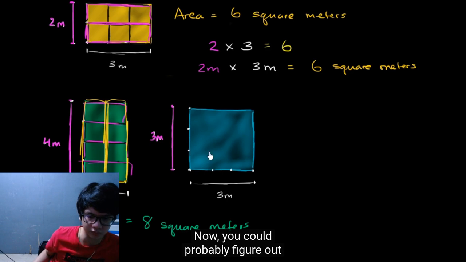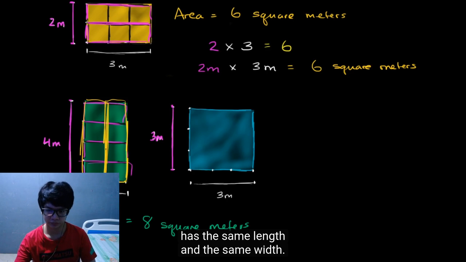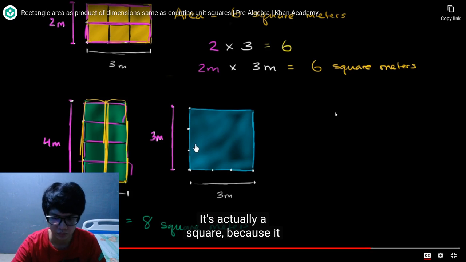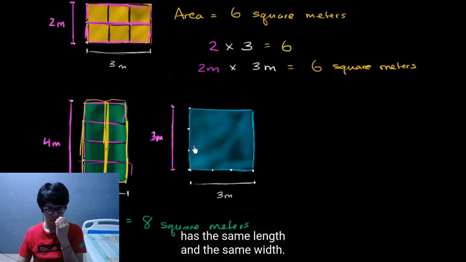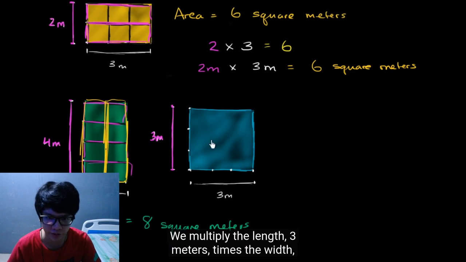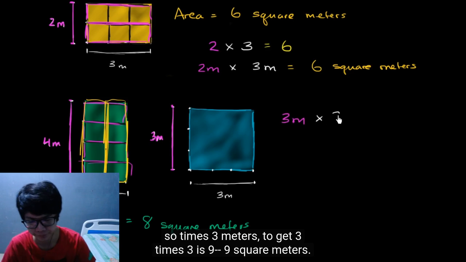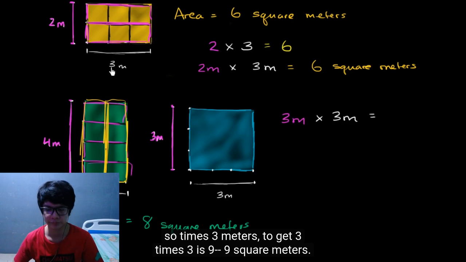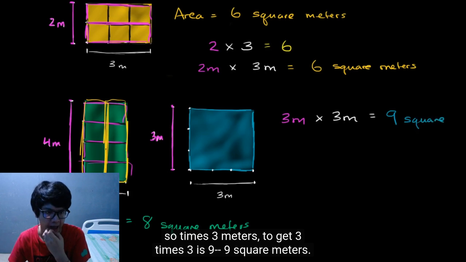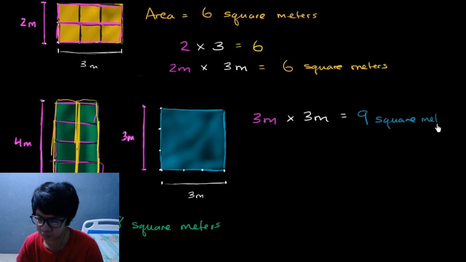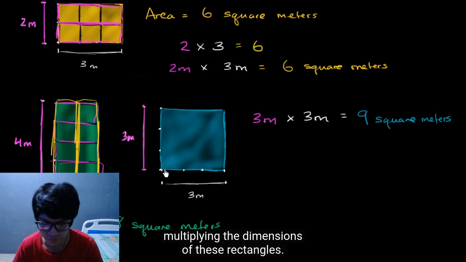Now, you could probably figure out what the area of this rectangle is. Actually it's a square because it has the same length and the same width. We multiply the length, 3 meters, times the width, so times 3 meters, to get 3 times 3 is 9. 9 square meters. And let's verify it again, just to feel really good about multiplying the dimensions of these rectangles.